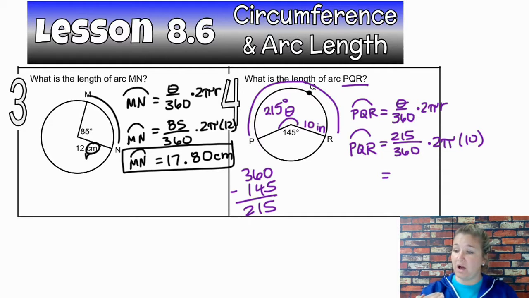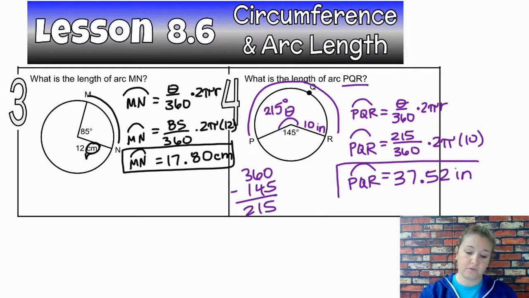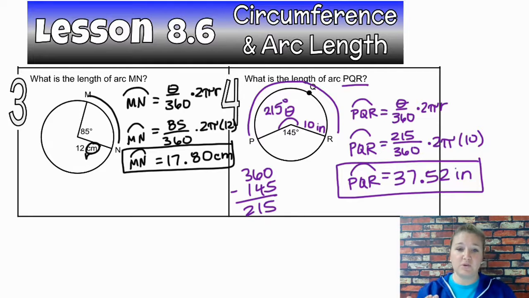So then multiplying all of that out, I'm going to get 37.52, and this is going to just be in inches. So that's going to be PQR. So just be careful about that because you don't want to use 145 here because that's the other piece of it. So you would take that, subtract it from 360, find what's resulting. There was some of that in your sector lesson, and then just go from there, use that as theta.